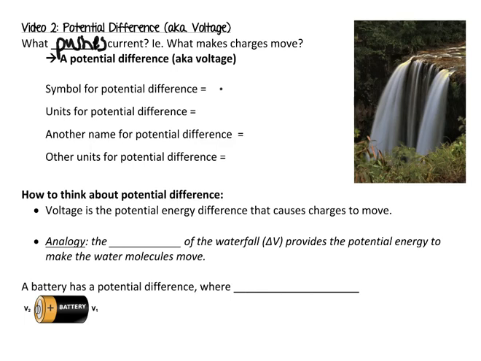The symbol for potential difference is delta V, and its units are volts. So the symbol is delta V. The units here are the volt. And that gives rise to another name for potential difference, which you may have heard of. That's the voltage. So the voltage and the potential difference are the same thing.